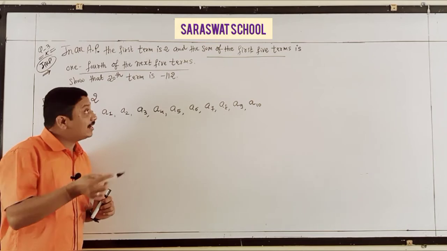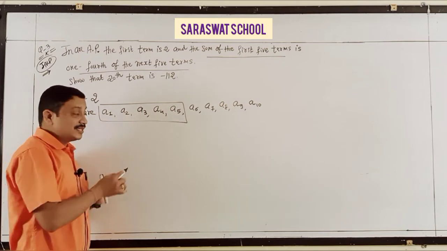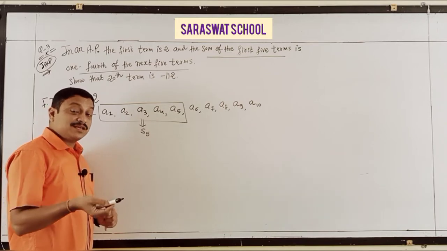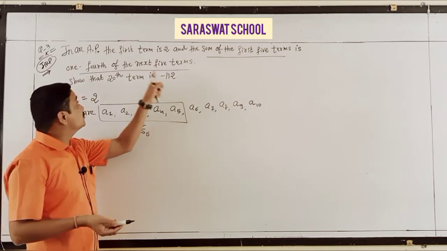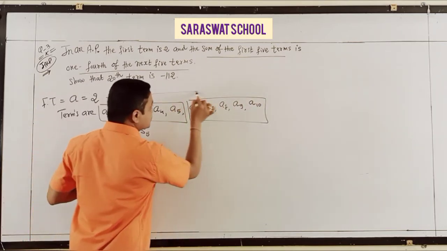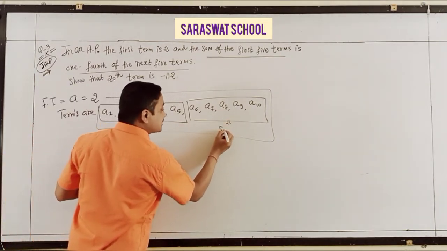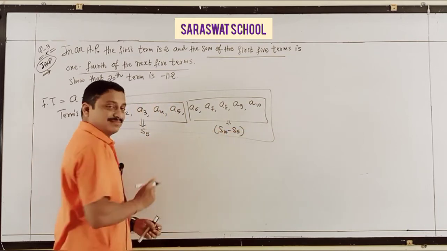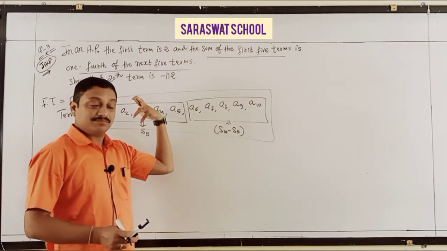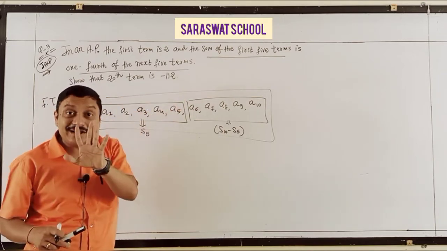Yes. Now read again. Sum of the first 5 terms. It means I am talking about S5, the sum of the first 5 terms, which is 1/4 part of the sum of the last 5 terms. It means this is the last 5 terms. If I take the total summation minus this, then that indicates S10 minus S5. And that indicates what? This summation is A6 to A10. Total summation means S10 minus this portion, you can get the last 5 terms' summation.